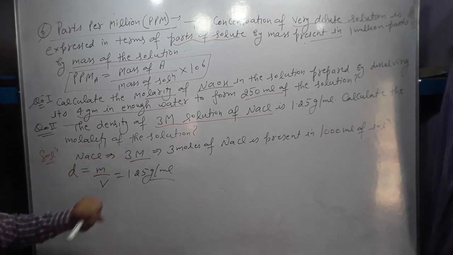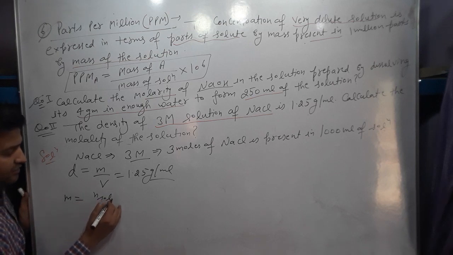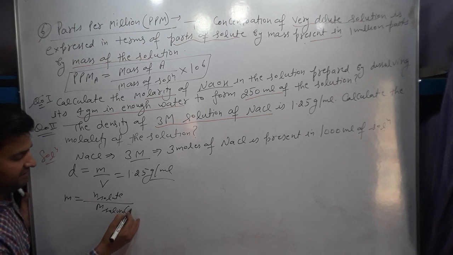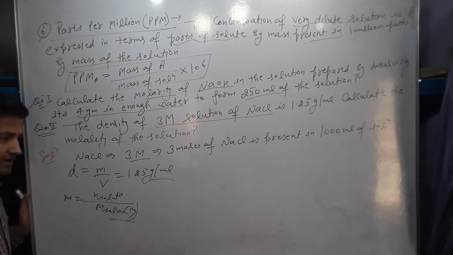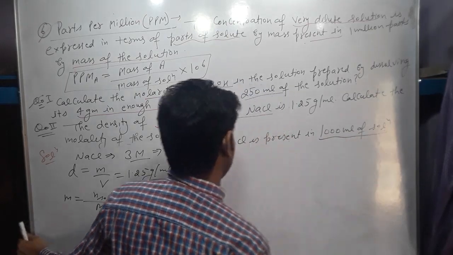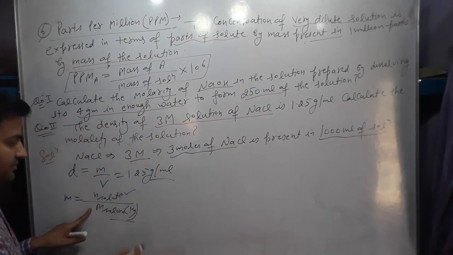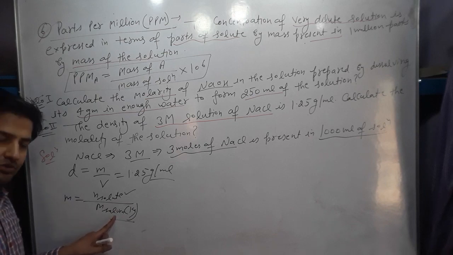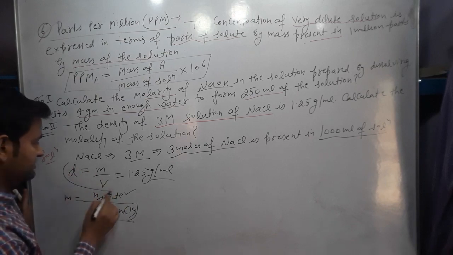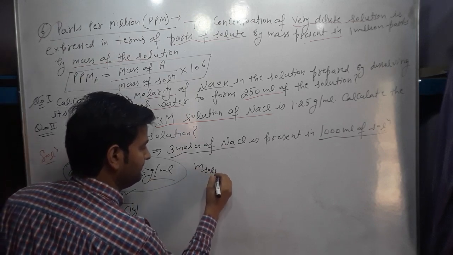Next we have to find out molality. What is molality? Molality is number of moles of solute by mass of solvent in kg. We have to find it in kilogram. So we have given the volume of solution and number of moles of solute. We have to calculate mass of the solvent. From here, density of the solution is given, so we can calculate mass of solution.